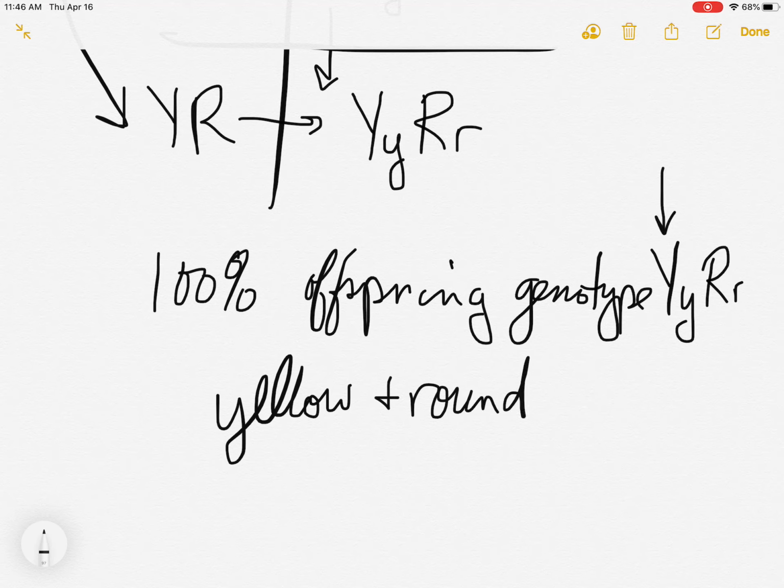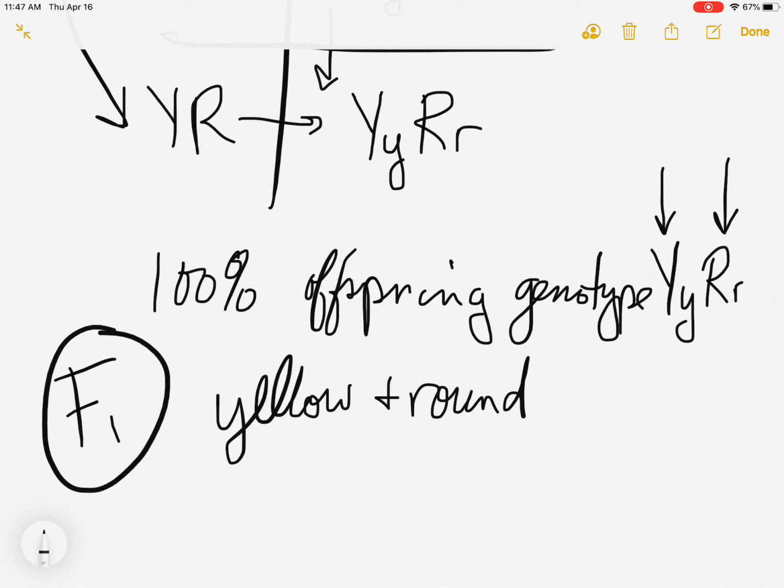They will still look yellow and round because the dominant gene masks the other one for both traits. And that's why, remember, they were true breeding, right? So they have to always produce yellow and round. But now we're going to do something different. This is the F1 generation that we just did.